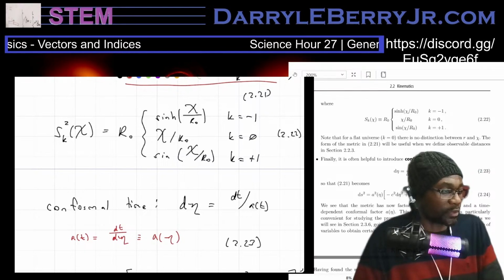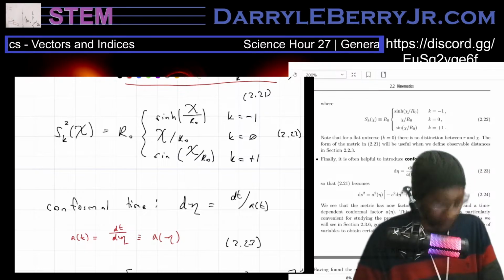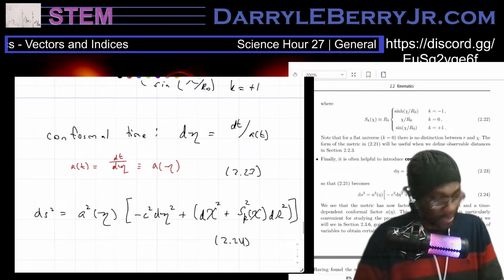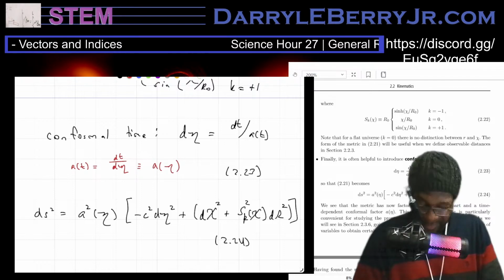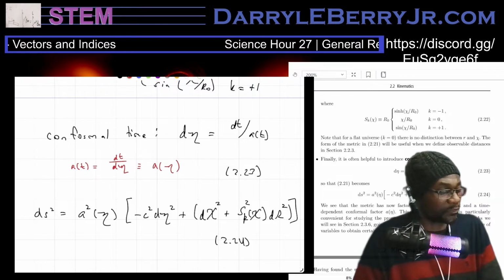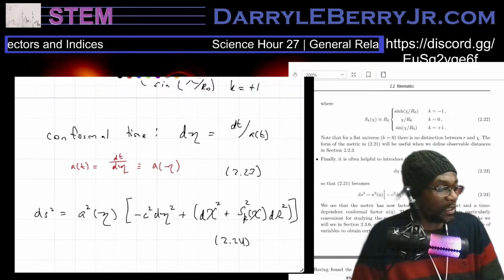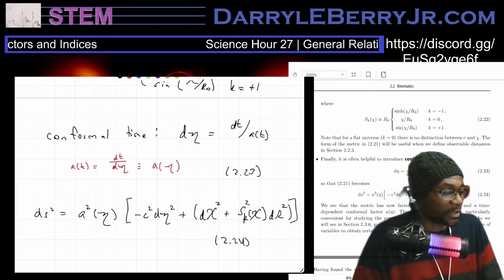Finally, it is often helpful to introduce conformal time. I forget the name of that symbol. d eta equals dt over a of t. So that 2.21 becomes that.